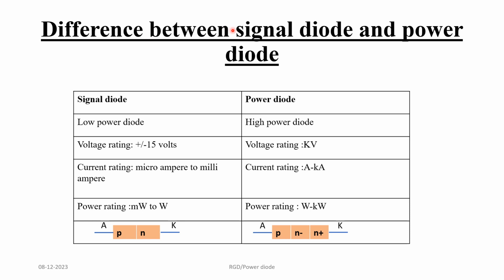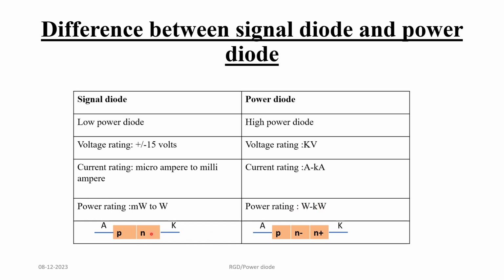If you look at the difference between signal diode and power diode, signal diodes are generally used for low power applications, whereas power diode is used for high power applications. The voltage rating of signal diodes varies within plus or minus 15 volts. Voltage rating of power diode is in kilovolts. The current rating varies from microampere to milliampere, whereas in power diode the current rating varies from ampere to kiloampere. And the power rating of signal diode is milliwatt to watt, and power diode power rating is watt to kilowatt.